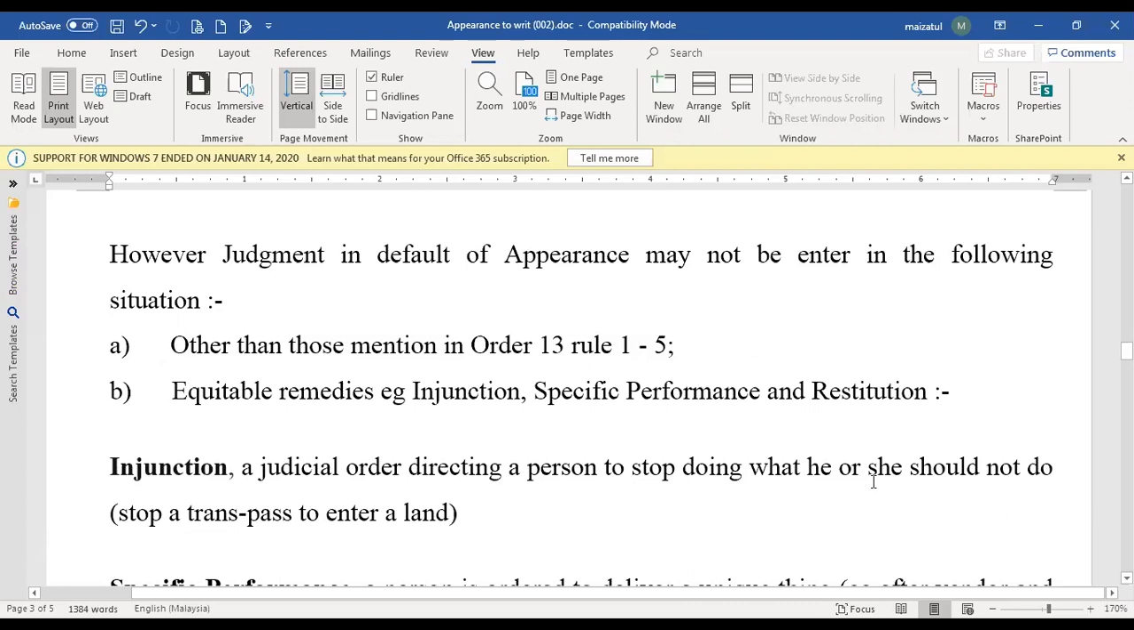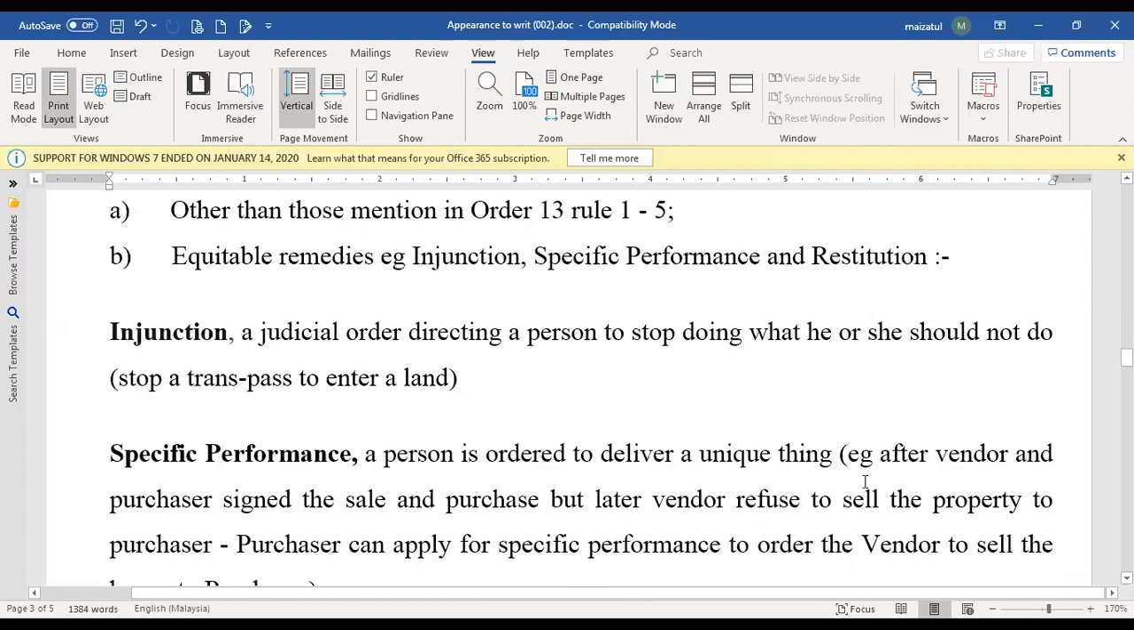For injunction, I will just briefly explain what is meant by an injunction. An injunction is when you want to obtain a judicial order directing a person to stop doing what he or she should not be doing.